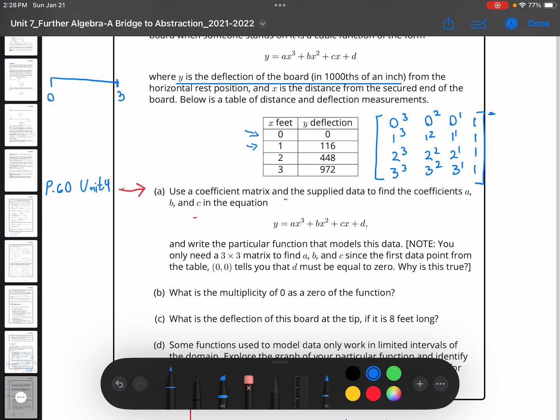And we're going to take the inverse matrix of that, and then we're going to multiply by the y values attached to that. So this will be 0, 116, 448. And I understand you may need practice with that, so make sure you grab an Inspire calculator if you need it to follow along.